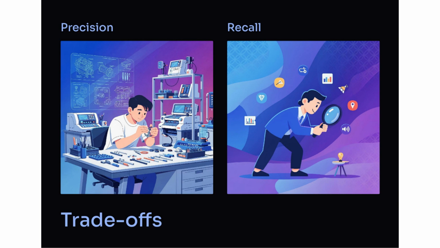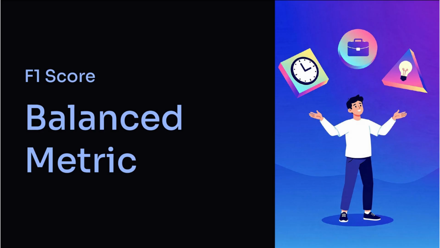Precision measures how many predicted positives are actually correct. It answers the question, when the model predicts a positive outcome, how often is it right? High precision means the model makes few false positive errors. This is important in scenarios where incorrect positive predictions are costly, such as spam filtering or medical diagnosis.